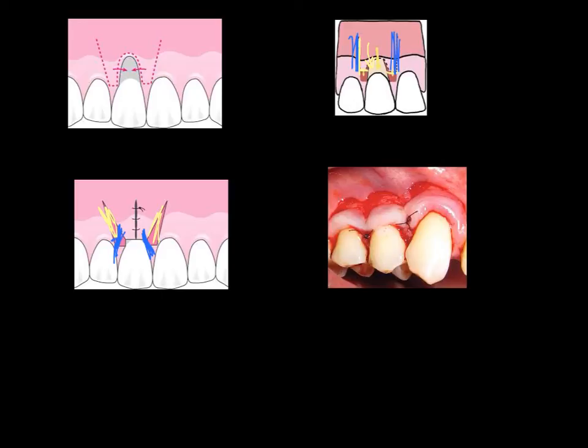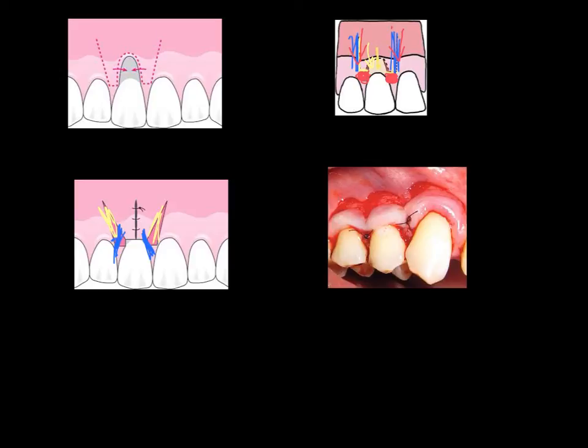The most coronal part of the papillae, which remain intact, is deepithelialized before coronal advancement of the flap. This area, I'll show you, this area should be deepithelialized before coronally advancing the flap to ensure a good attachment with the connective tissue.